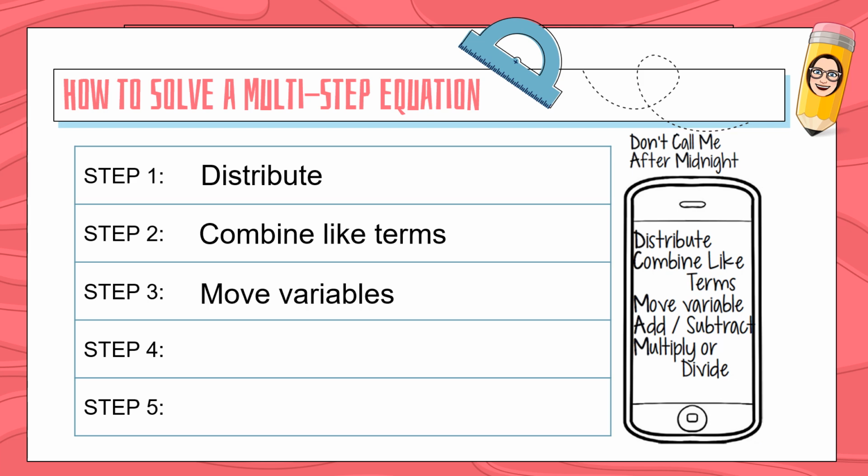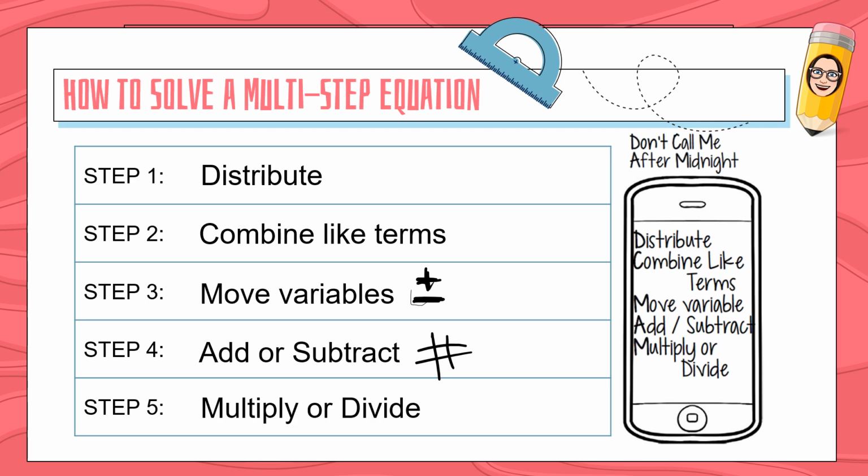Step 3, move variables, meaning add or subtract variables to the other side. I'm going to put a little plus minus. That's how we move them. We add or subtract the letters. Step 4, you're going to add or subtract just plain old numbers, right? So now we're truly looking at the PEMDAS backwards. And lastly, undo any multiplication or division of plain numbers.